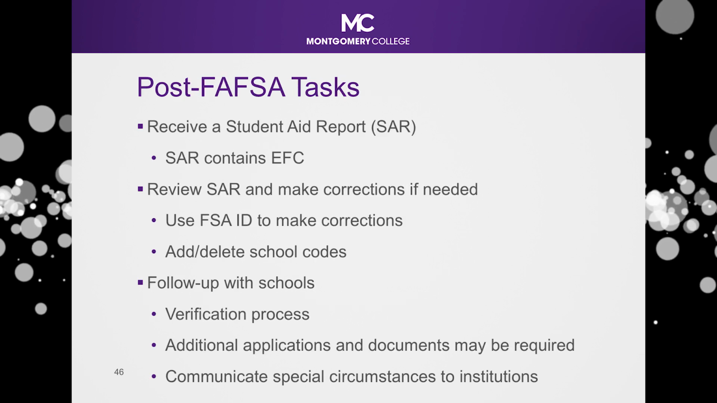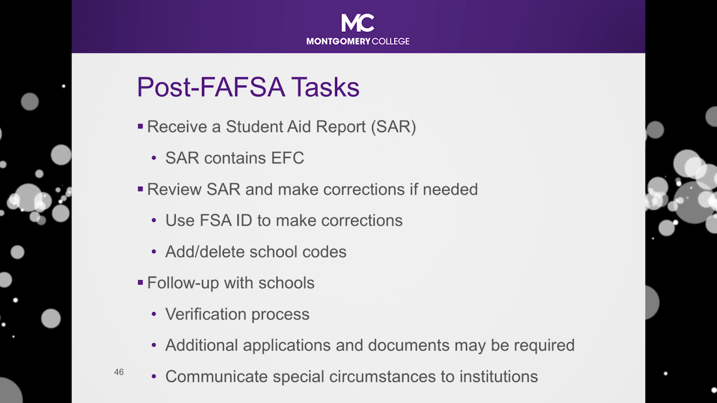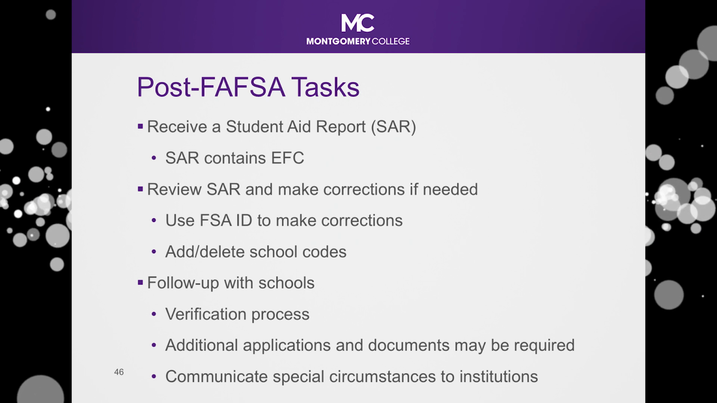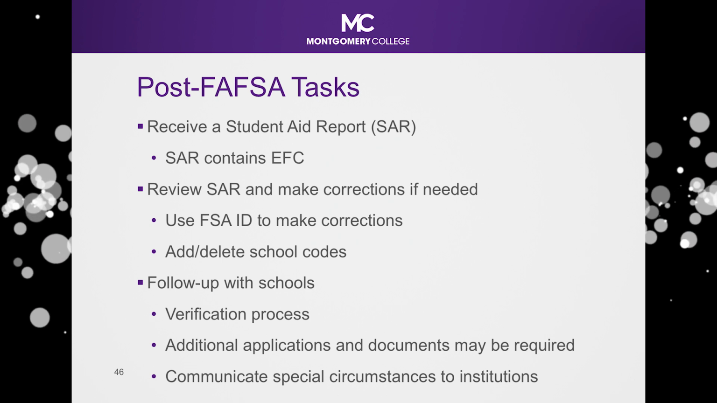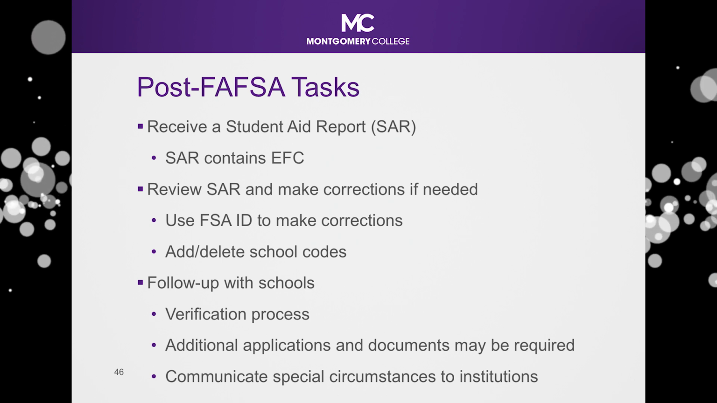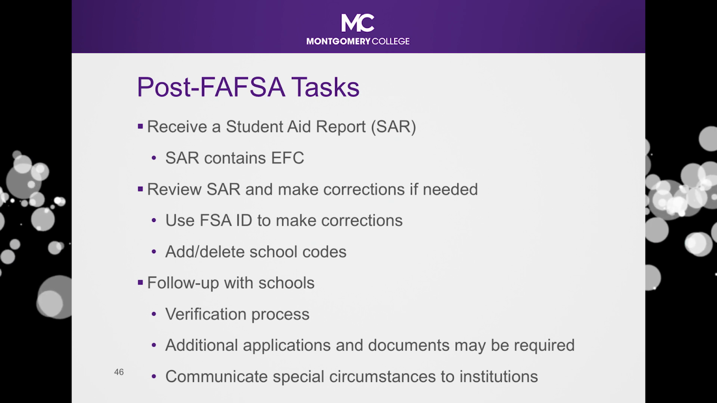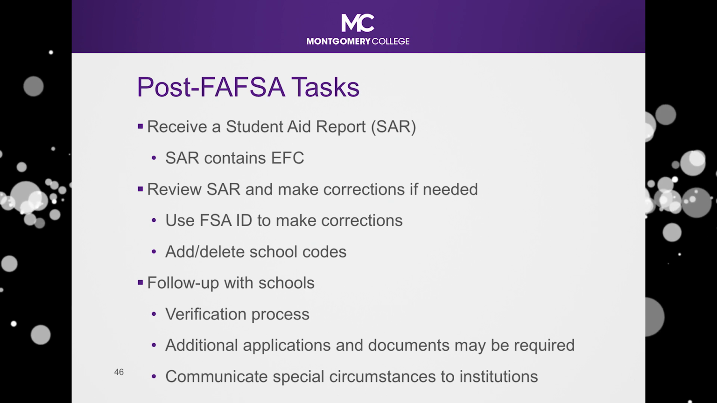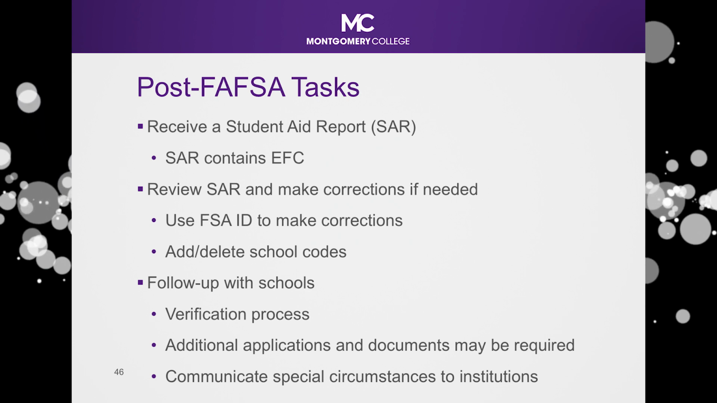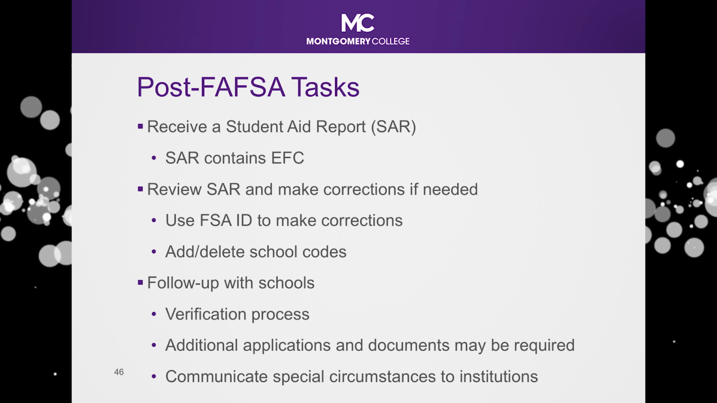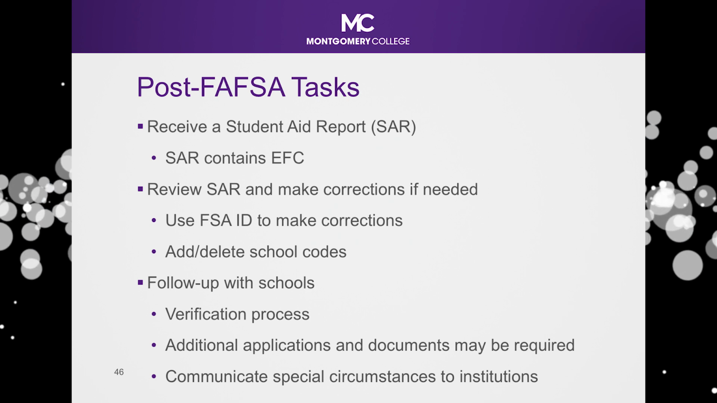Okay, you didn't make any mistakes, you got everything filled out, FAFSA's done, now what happens? You should receive a student aid report that contains the EFC, the Effective Family Contribution we talked about earlier. You want to review the student aid report and make sure it's correct and you don't need to make corrections. You can use that FSA ID again to make corrections. Again, you can add and delete schools. Like I said, you can only put 10 on, but if you want to add some other schools, this is where you can do it.